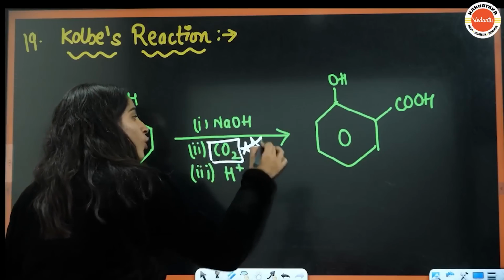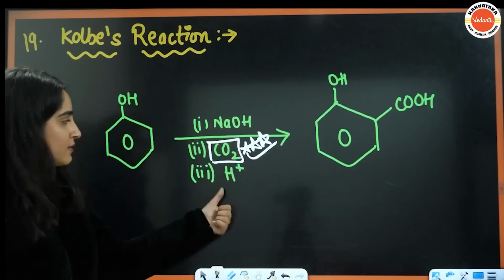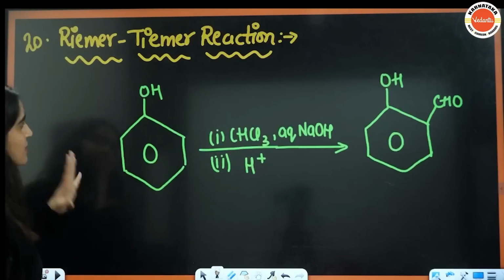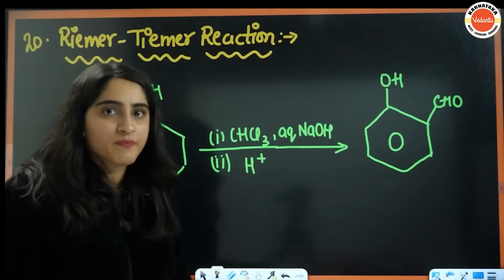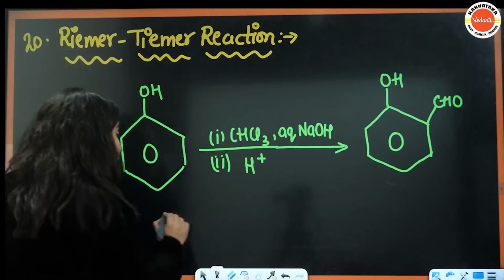This is the main hero of your reaction. This will act as an electrophile, and then we acidify it, we get salicylic acid. And the next reaction is similar to this, that is Reimer-Tiemann reaction. The intermediate formed here is also very important. What is the intermediate?